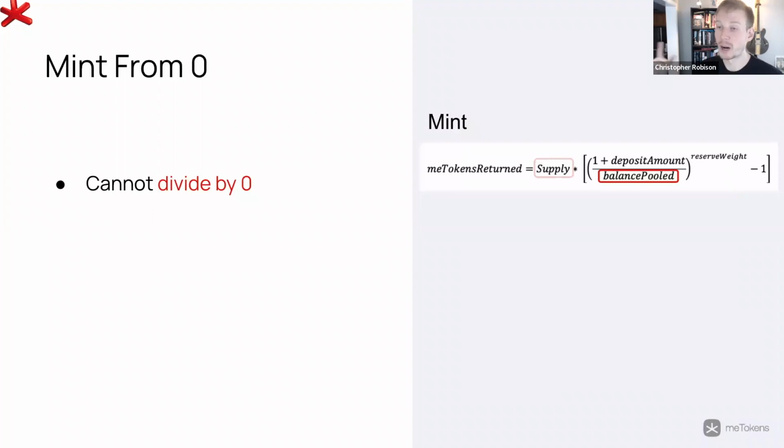So the reason why this happens is because with the formula, you have to divide by the balance pooled, which is the amount of collateral in there. So when the supply is zero, the collateral is also zero, and you can't divide by zero. So that's why it breaks.